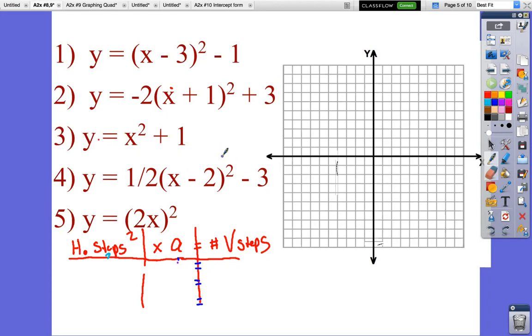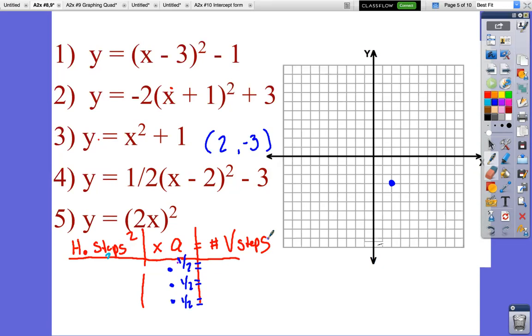What is my vertex on number 4? 2, -3. So x is 2, y is -3. Perfect. And what is my a value here? One half. Good. Does this open up or down? Anybody tell me, does this open up or down?